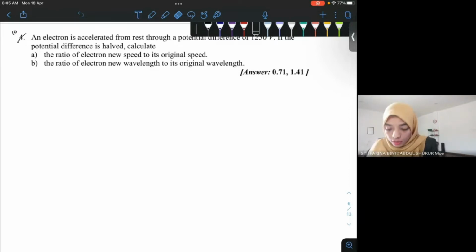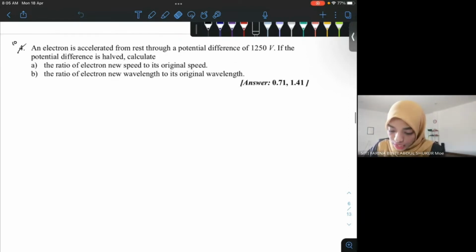All right, we have an electron accelerated from rest through a potential difference of 1250 volt. If the potential difference is halved, calculate the ratio of the electron's new speed to its original speed and the ratio of the electron's new wavelength to its original wavelength.